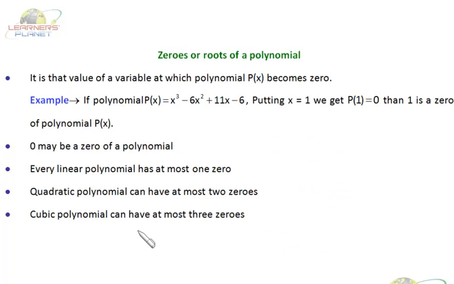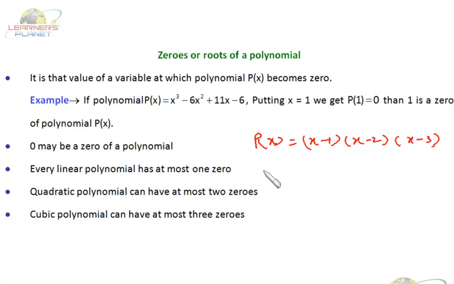Similarly, a cubic polynomial can have at most 3 zeros. Suppose I have a cubic polynomial p(x) as (x minus 1)(x minus 2)(x minus 3). It's a cubic polynomial because after expansion the highest power of x is 3.